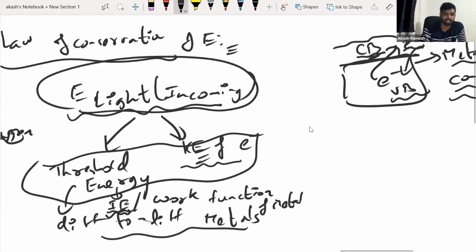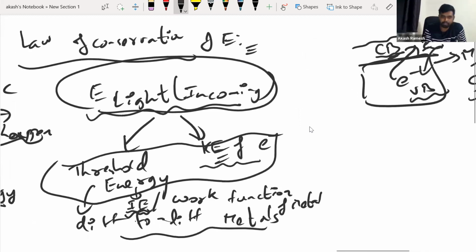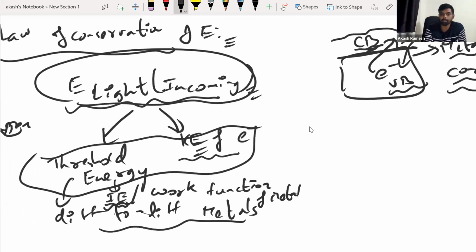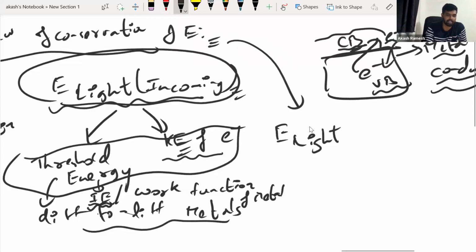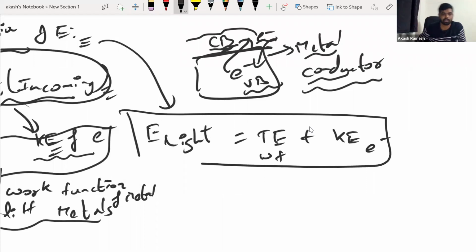So what I told you is that the incoming energy and how it is used, all of them should be equal, because of the law of conservation, whatever you give, that's what will come out. Correct. So if I apply the law of conservation of energy here, I'll write energy of light incoming is equal to the threshold energy, I'll write as TE, or write it as WF, work function, whatever it is, plus the kinetic energy of electrons. Yes, this is a beautiful equation, very important equation. Okay, energy of the incoming light is used in two ways. One is the threshold energy or the ionization energy or the work function plus the kinetic energy of the electrons.